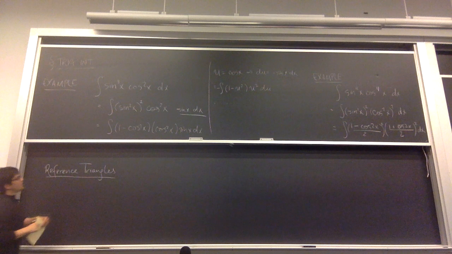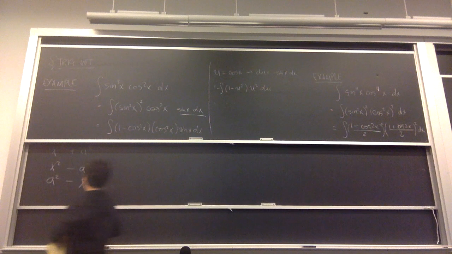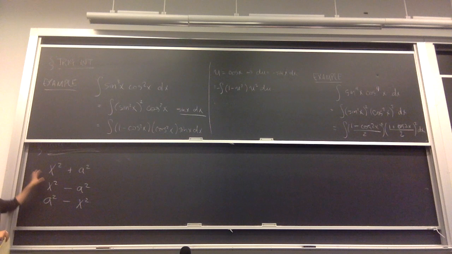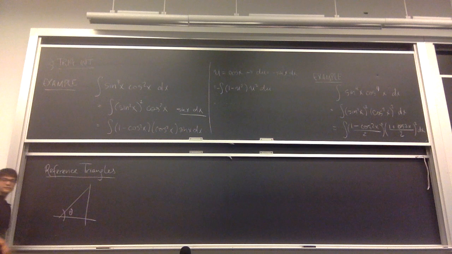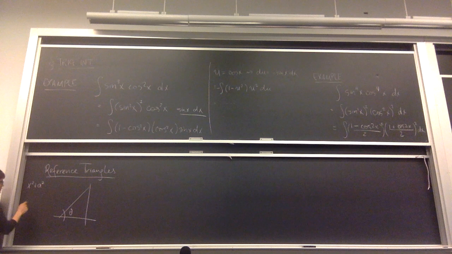So here's what we want to do. Each one of these three, we can designate as the side of a right-angled triangle. Let's look at this one first: x squared plus a squared. What triangle can we get x squared plus a squared onto? What's that very close to?